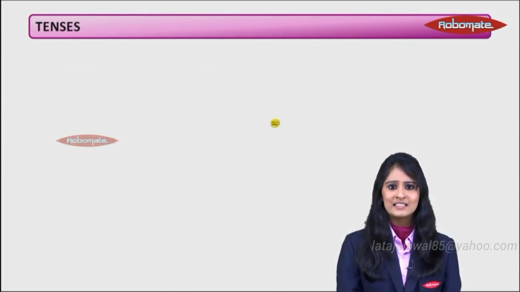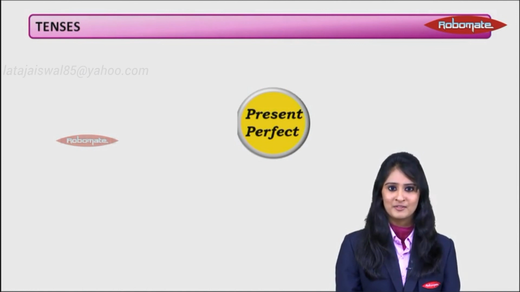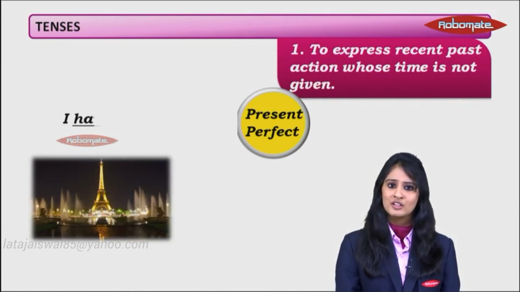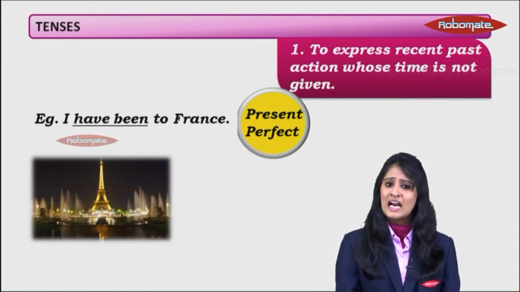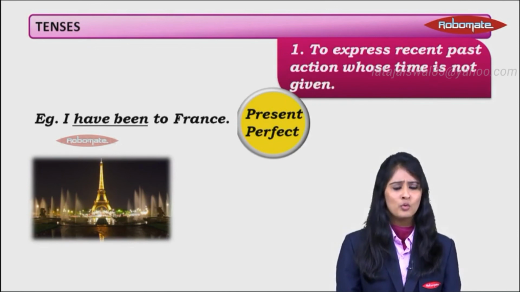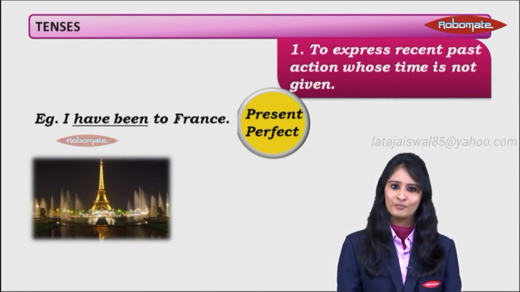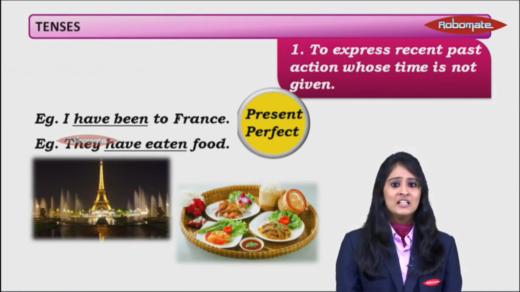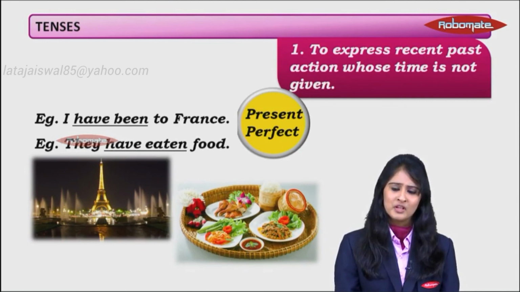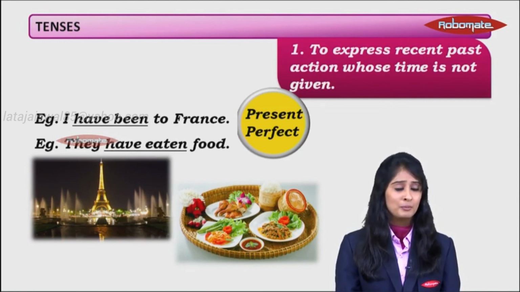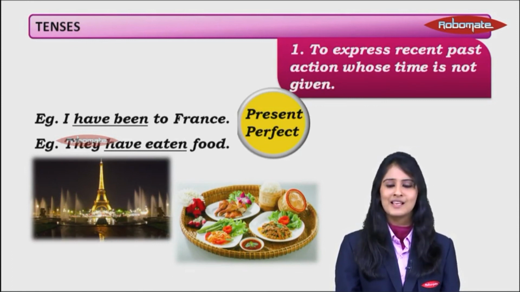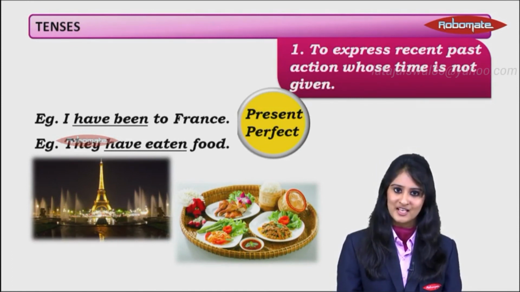Now let's see the uses of present perfect. Let's see the first one. To express a recent past action whose time is not given. For example, I have been to France. So do we know when the person went exactly? No. We just know that it is recent past. They have eaten food. So the action just took place, but we don't know exactly when the action took place. So these two sentences are in the present perfect tense.